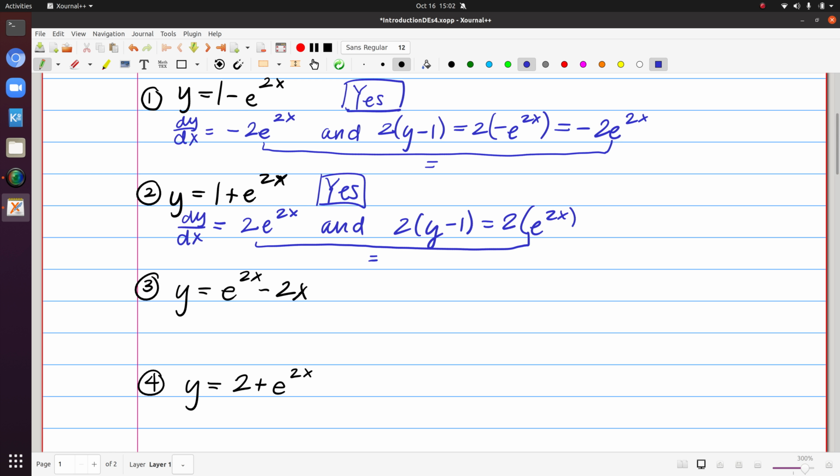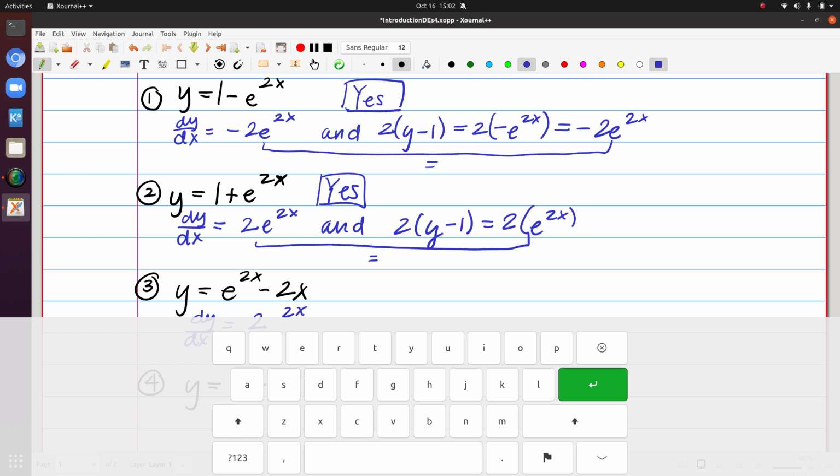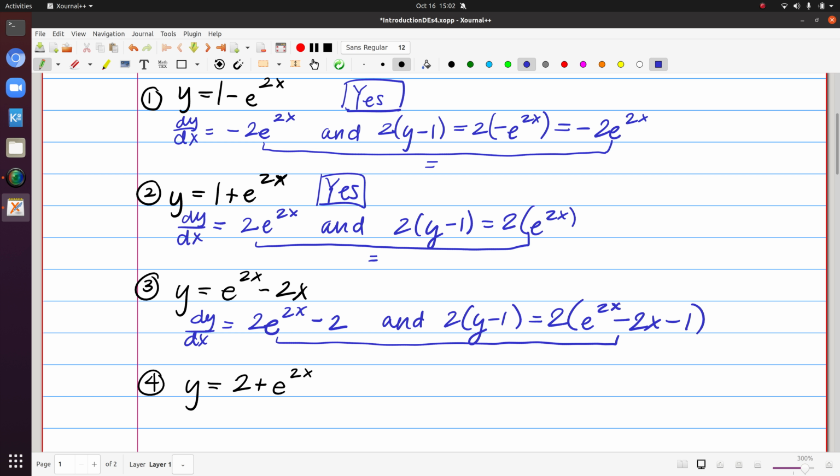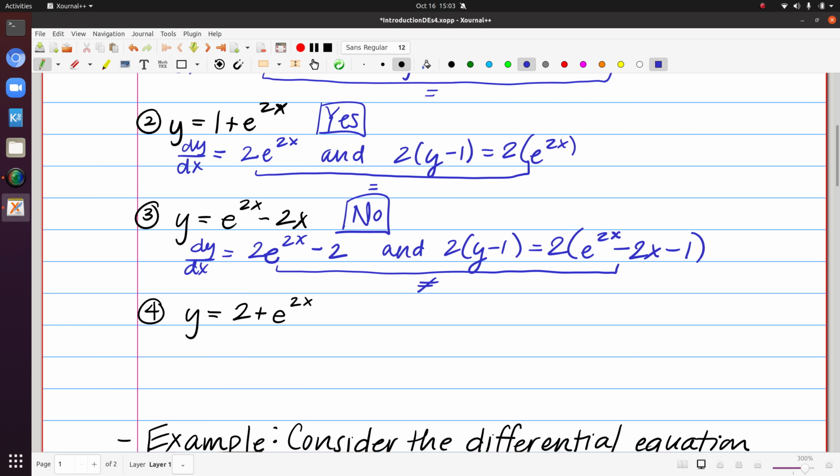For this third function, the derivative would be 2e^(2x) minus 2. And if I were to take 2 times the quantity y minus 1, this would give me 2 times e^(2x) minus 2x minus 1. These are not equal for all values of x. So I'm going to say that this one is not a solution.